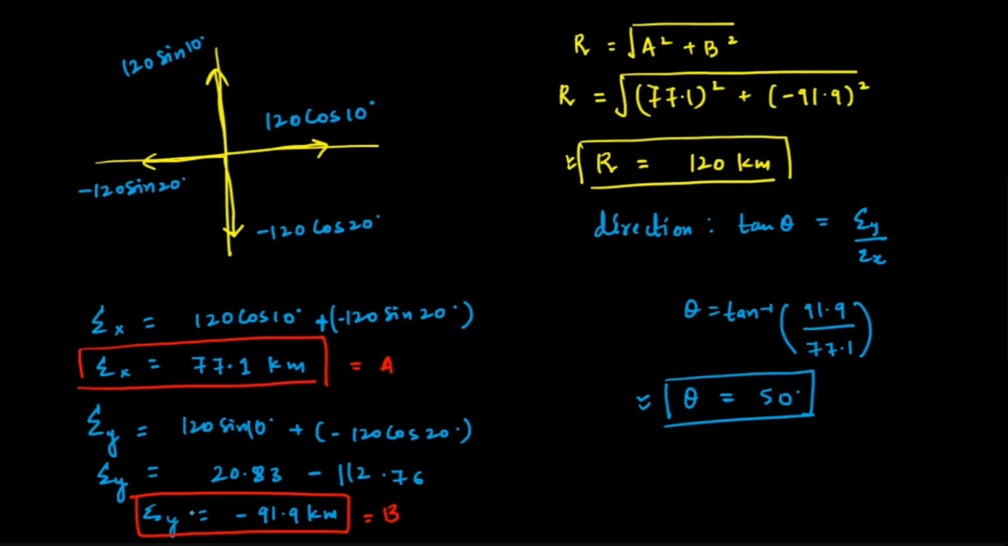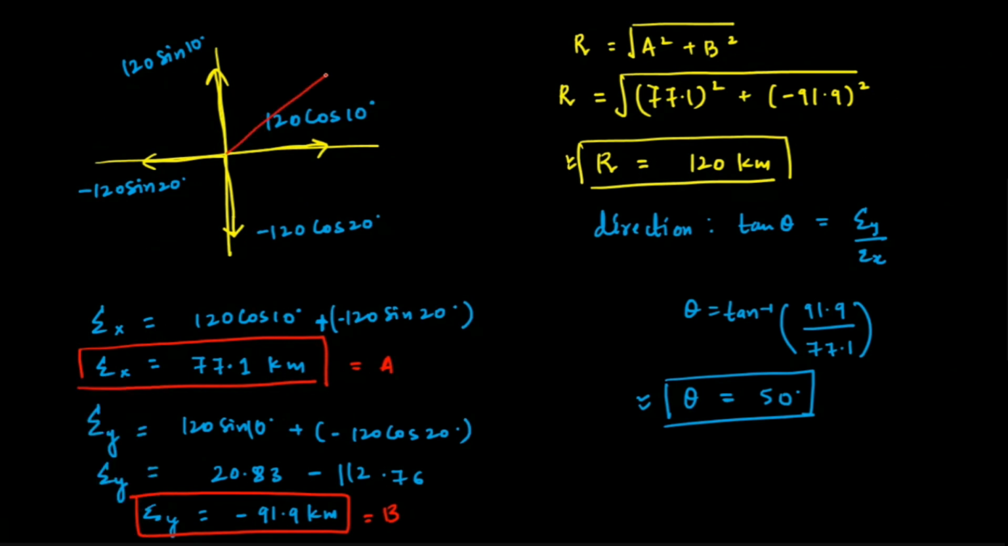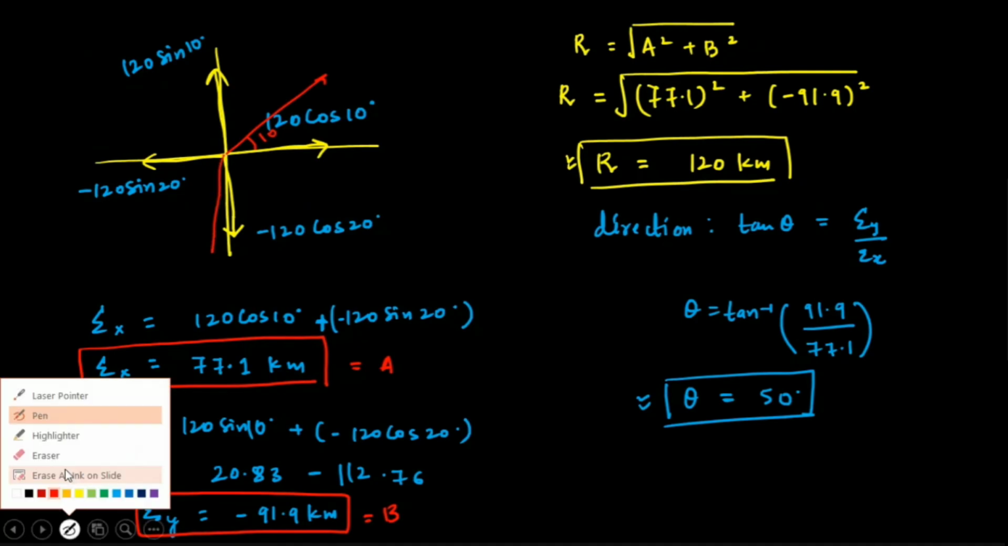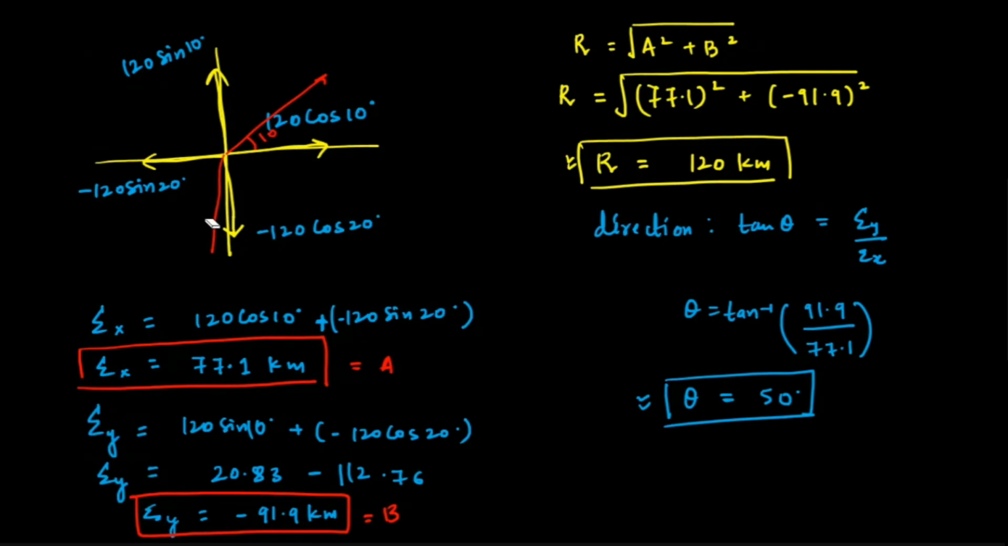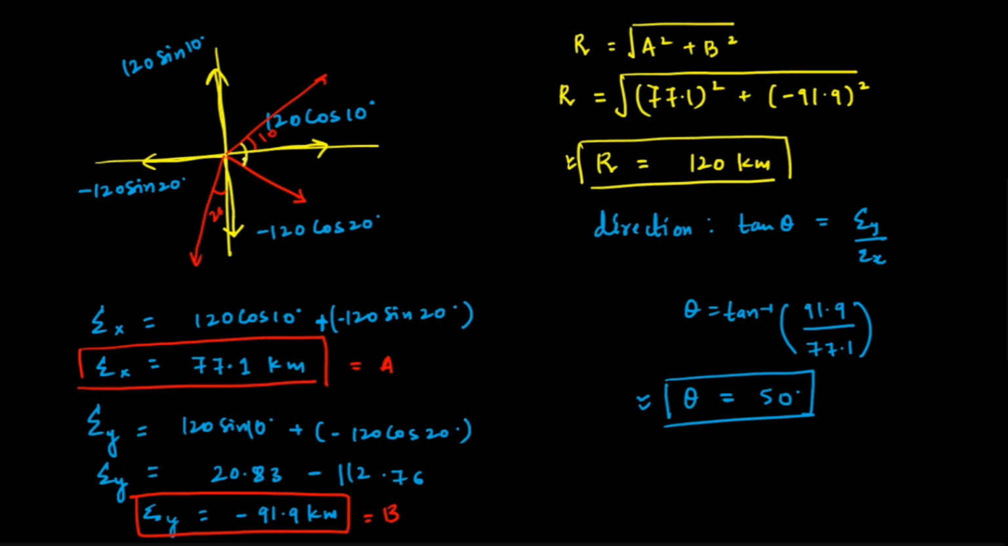But another catch here. This is my one vector making 10 degrees. This is my another vector making 20 degrees. We know that the resultant of these two vectors must lie between them like that. Now this 50 degrees is the angle made by this resultant vector with the x-axis.